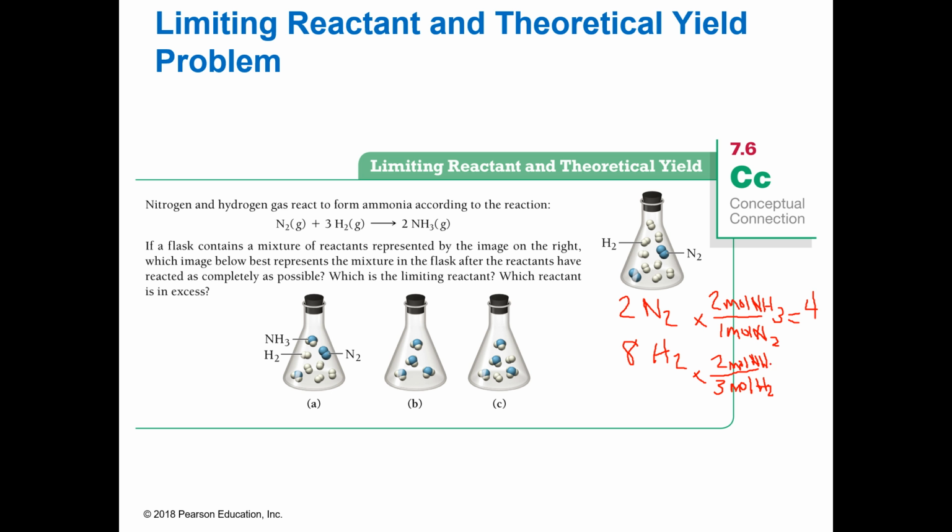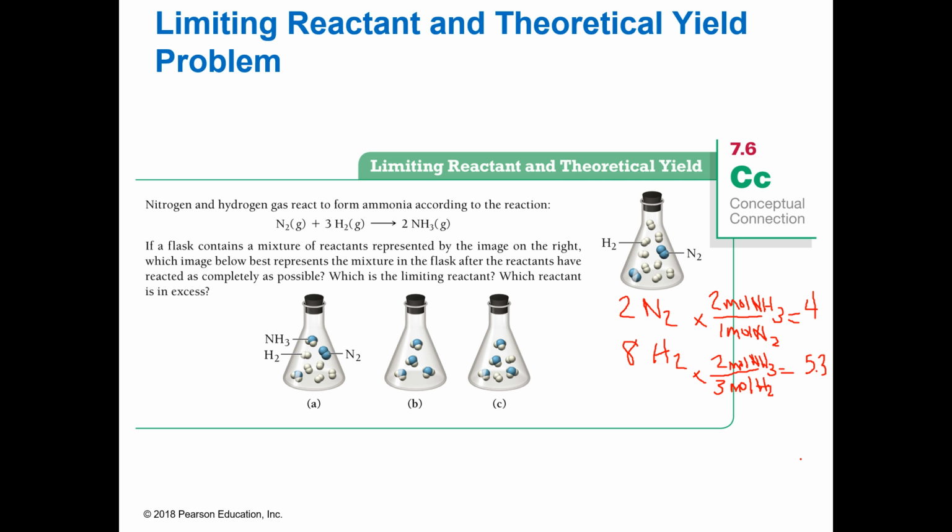Okay, so if all 8 moles of hydrogen react, then how much ammonia can I make? Well, you have 8 times 2 is 16 divided by 3, so that's a little over 5. So 5.3 moles of ammonia.